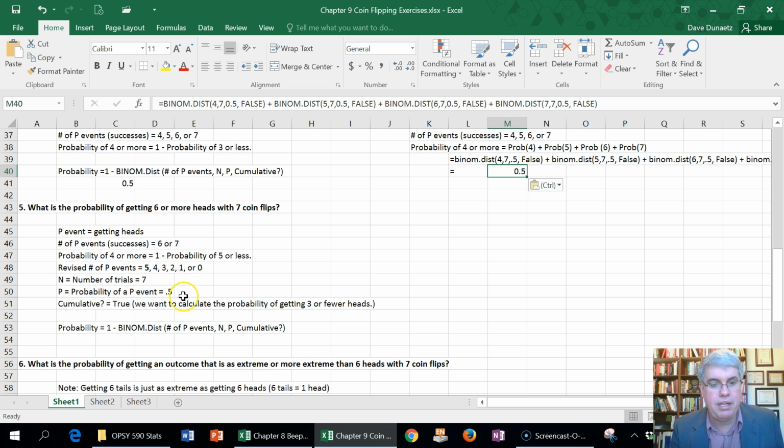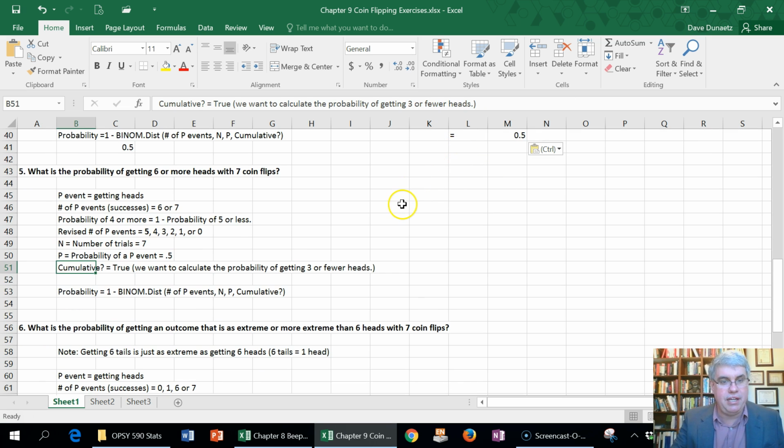Number of trials is 7. The probability of a P event is still 0.5. And we want the cumulative to be true because we want to get the probability of getting 5 or fewer heads.